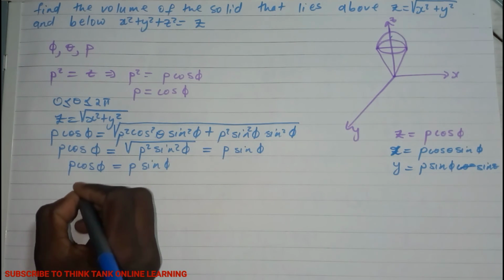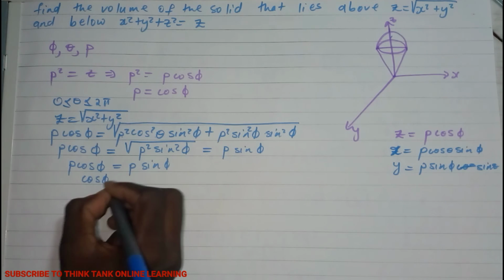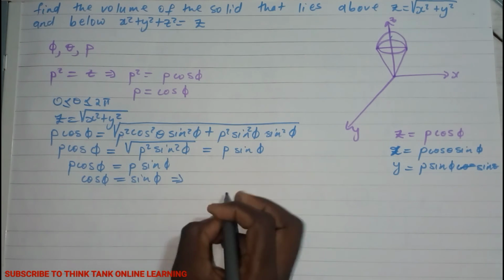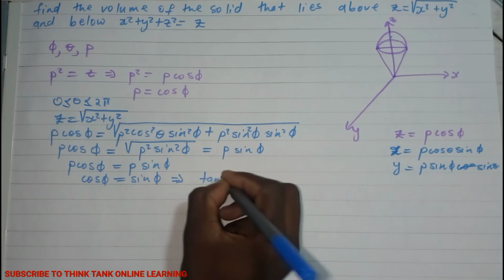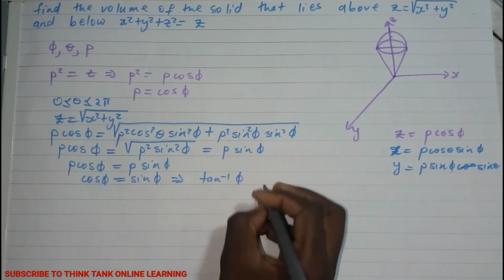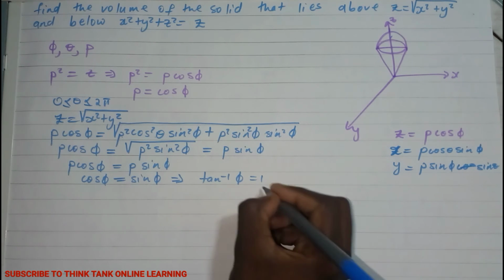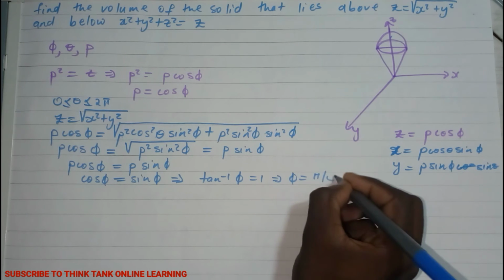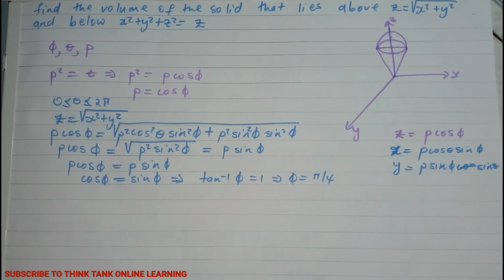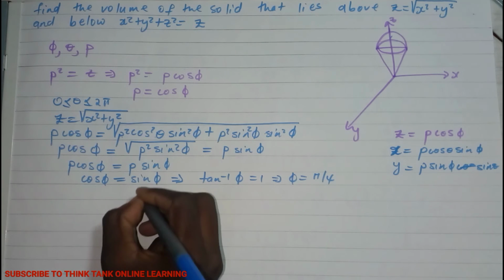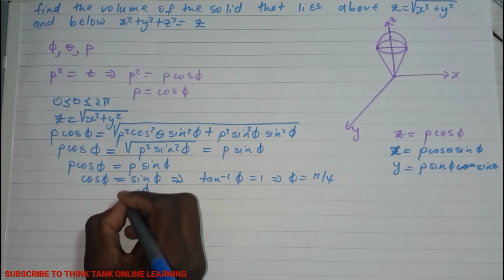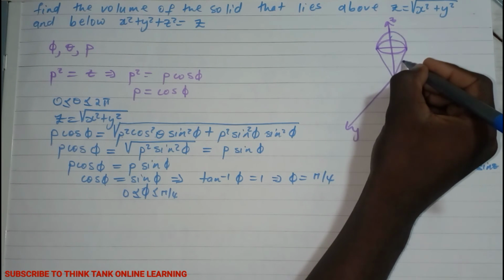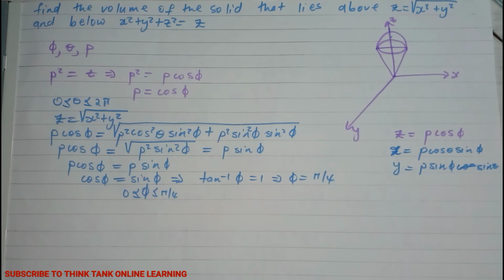If we equate cos phi to rho sine phi, and now solve for phi, we're going to say cos phi is equal to sine phi. Divide both sides by cos phi, and I'm going to have tan phi equals 1, so phi is the inverse tan of 1. That means phi is going to be pi upon 4. So phi ranges from 0 to pi upon 4, and this angle is equal to pi upon 4.